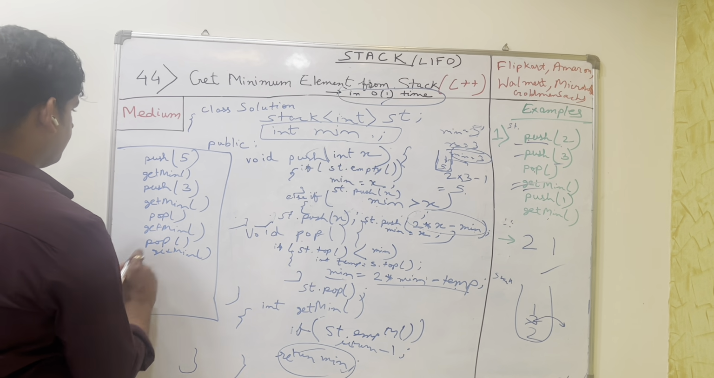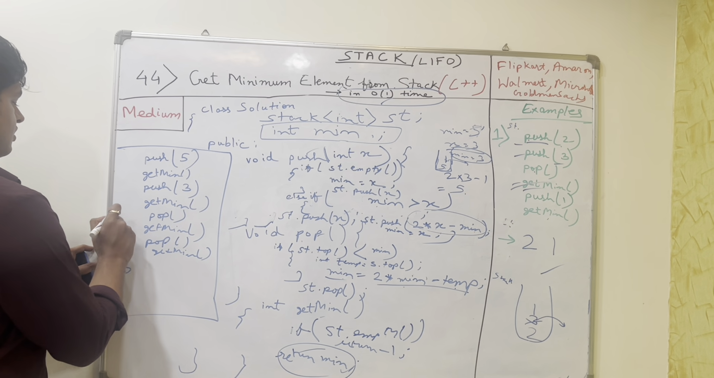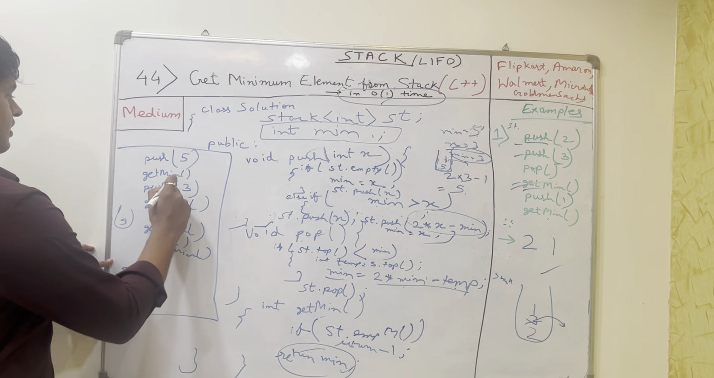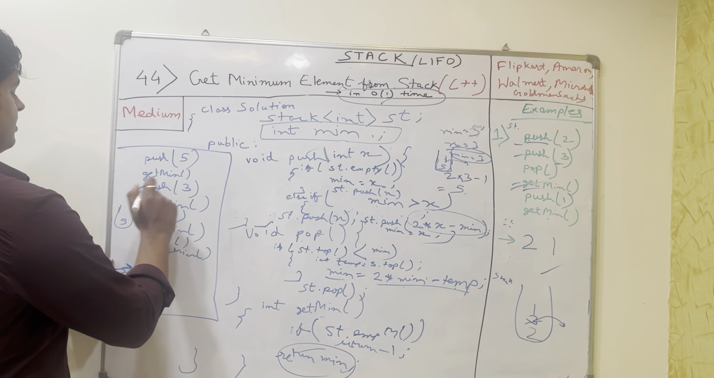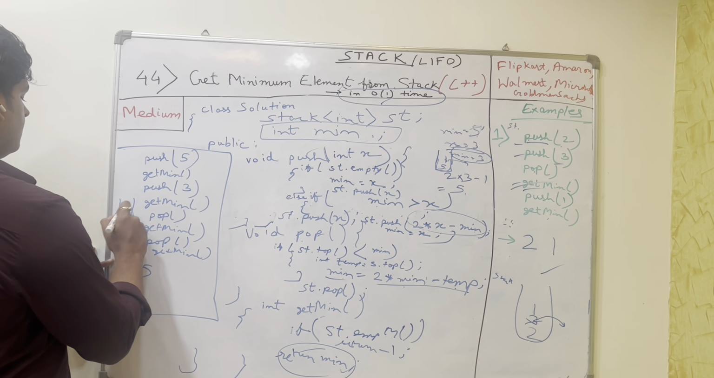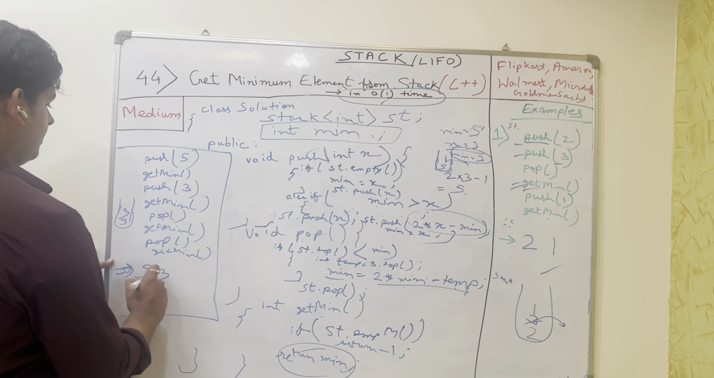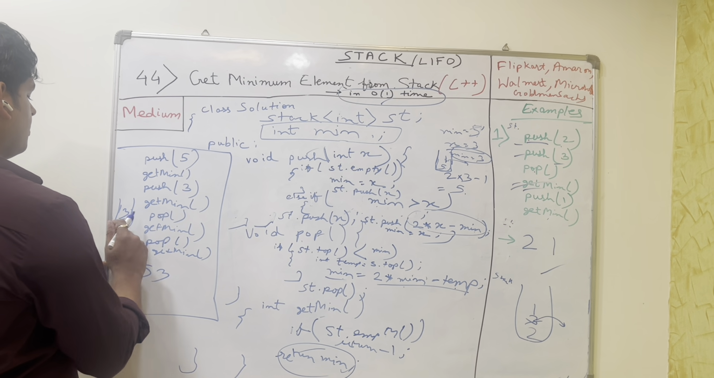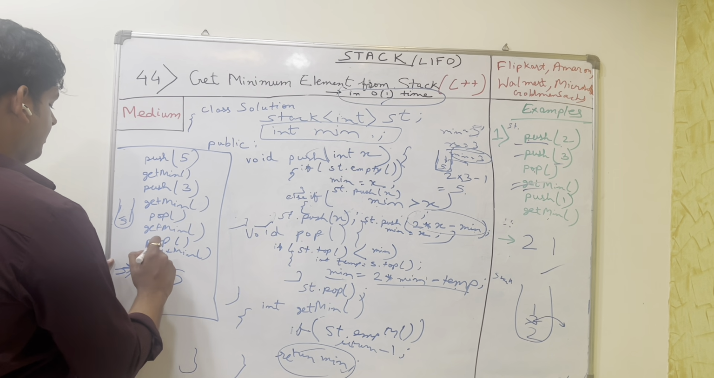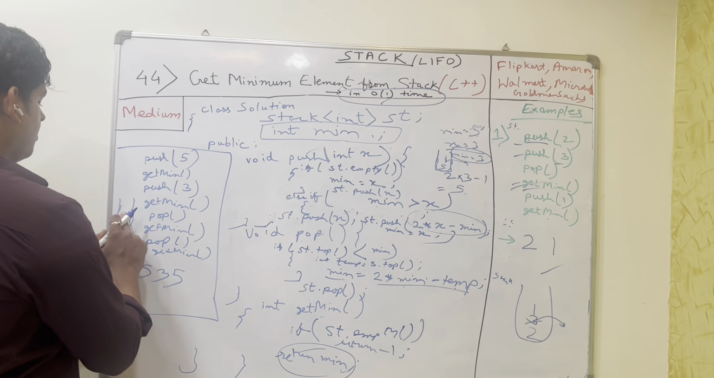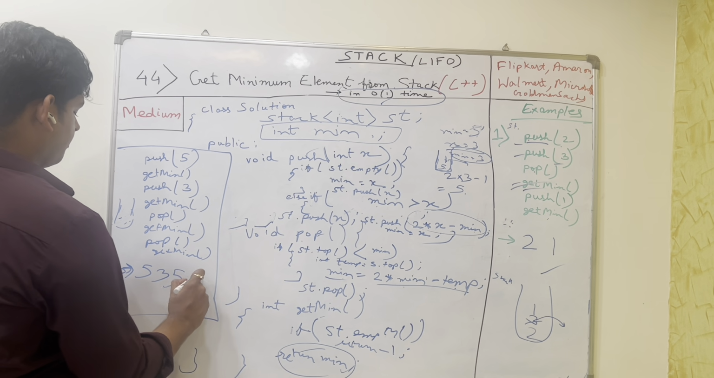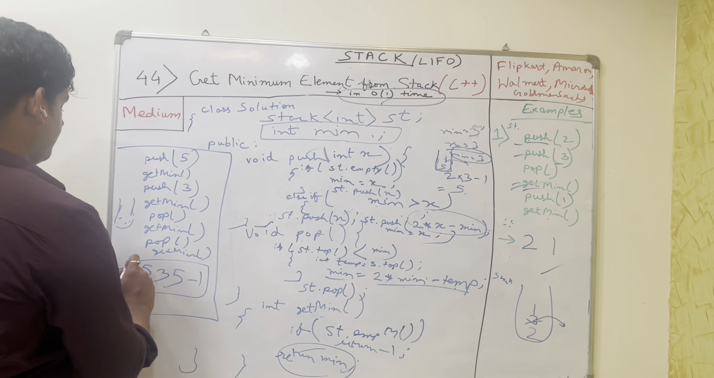So what would be the answer for this? 5 is pushed. Okay. Get minimum. What is the minimum? 5. 3 is pushed. What is the minimum? 3. Pop out. 3 is popped out. What is the minimum? 5. Okay. And get mean, 5 is popped out. What is the minimum? -1. So 5, 3, 5, -1 should be the answer.